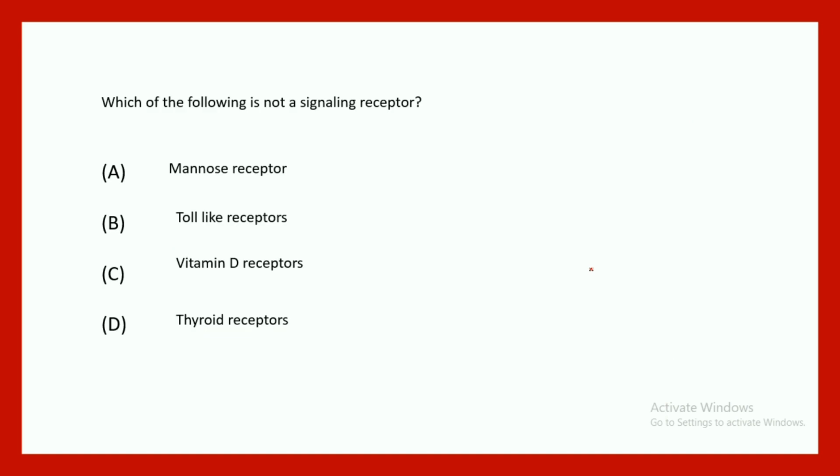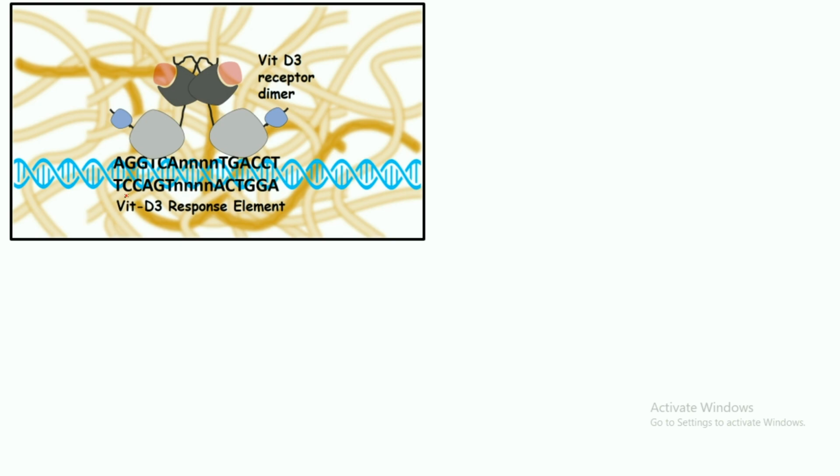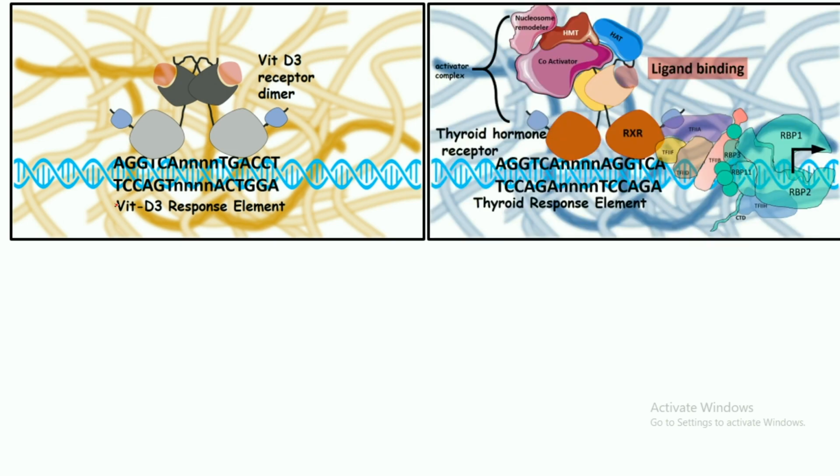The next question says, which of the following is not a signaling receptor? Mannose receptor, toll-like receptor, vitamin D receptor, and thyroid receptor. The correct answer is mannose receptor. Let me explain. First we know that the vitamin D3 receptor is an intracellular receptor. It stays in the cytoplasm, and whenever the ligand binds, it will translocate into the nucleus and give rise to gene transcription. Whereas the thyroid receptor is already bound to the thyroid response element, and upon binding to the ligand, which is thyroid hormone, it starts transcription activity because it can interact with coactivators and histone acetyltransferase, etc.